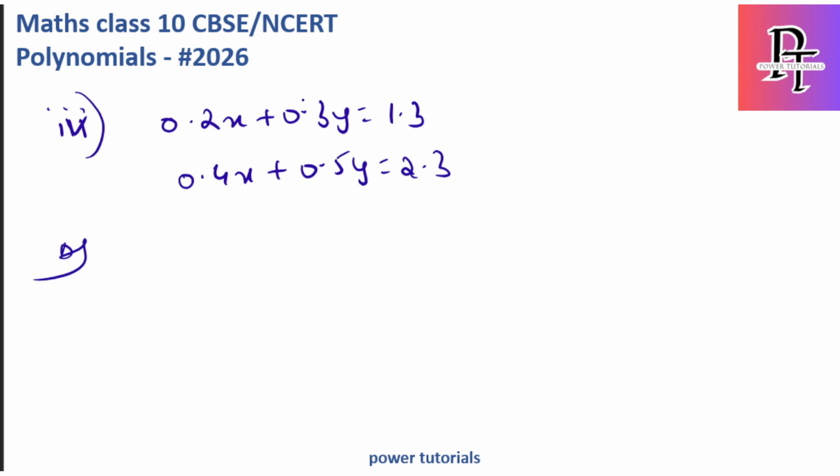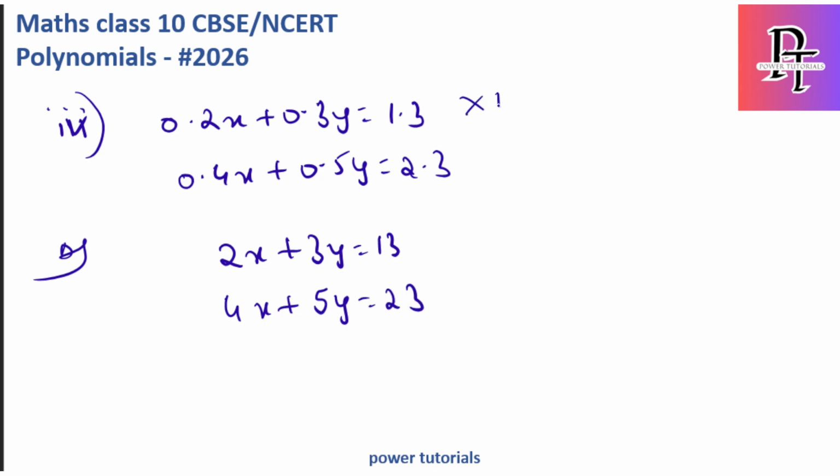So what I will do is, as you can see that every value has decimals, so I'll just multiply both the equations by 10. So this equation now becomes 2x plus 3y is equal to 13, and this equation becomes 4x plus 5y is equal to 23. Now these are easy to solve. So simply what I have done, into 10 and into 10. Okay, now let's use the substitution method.